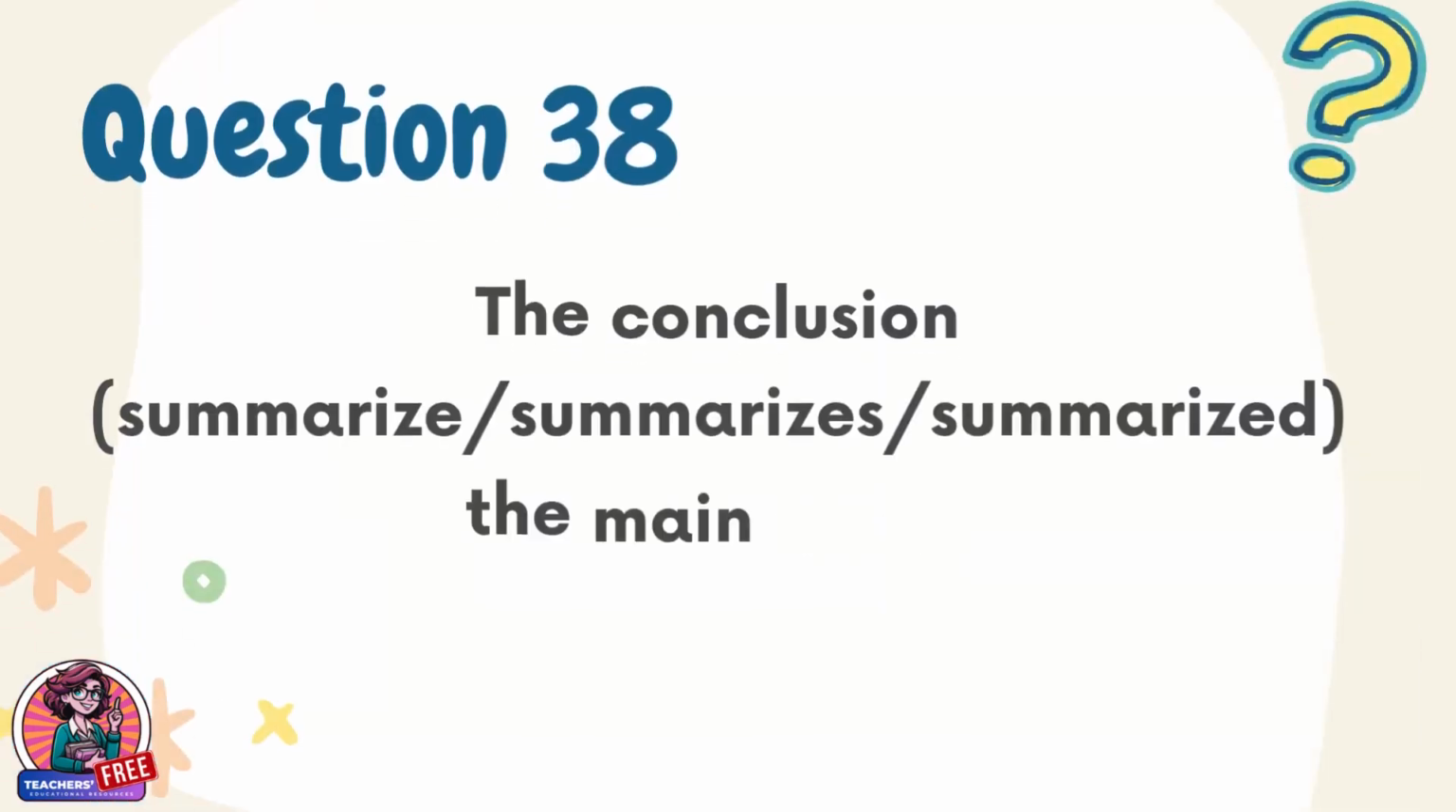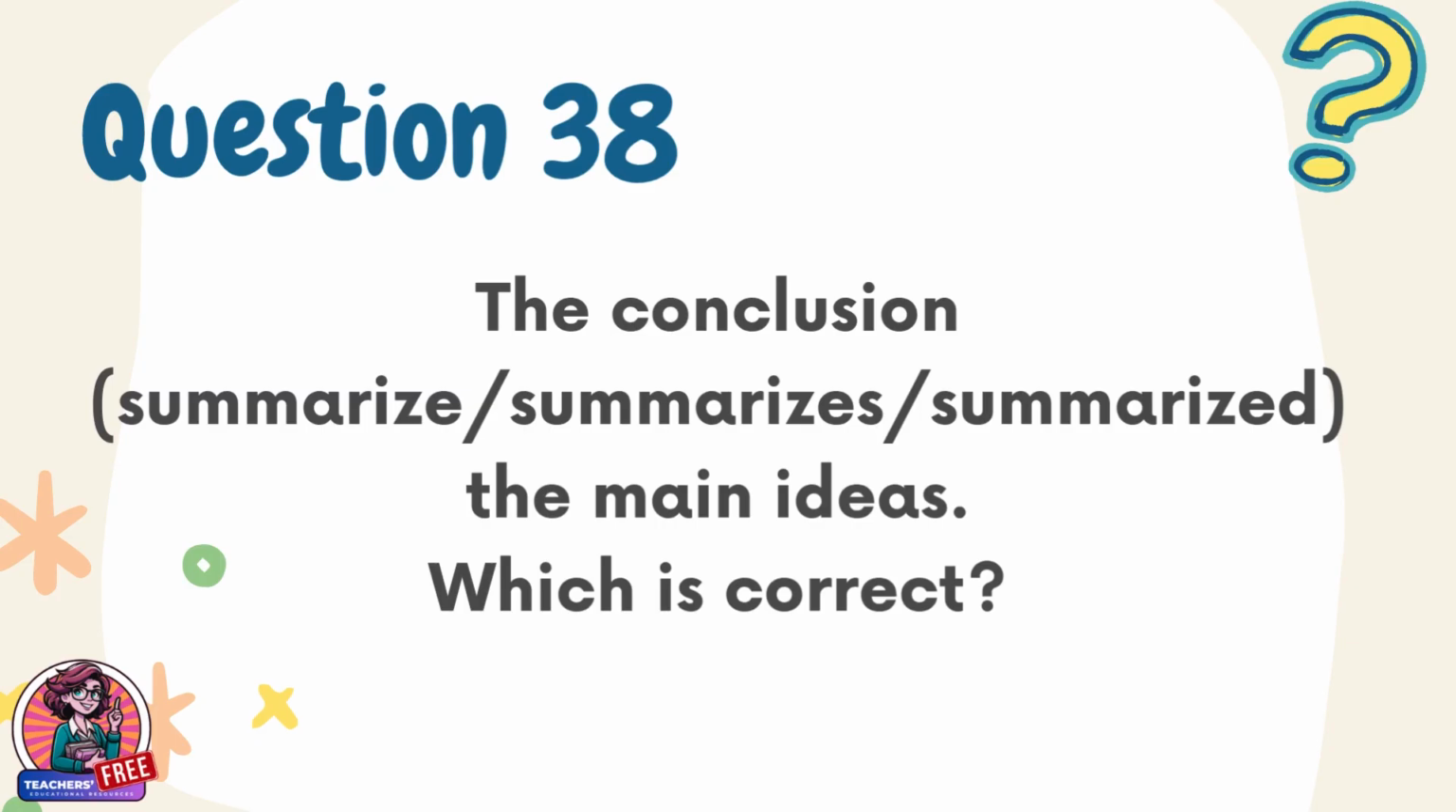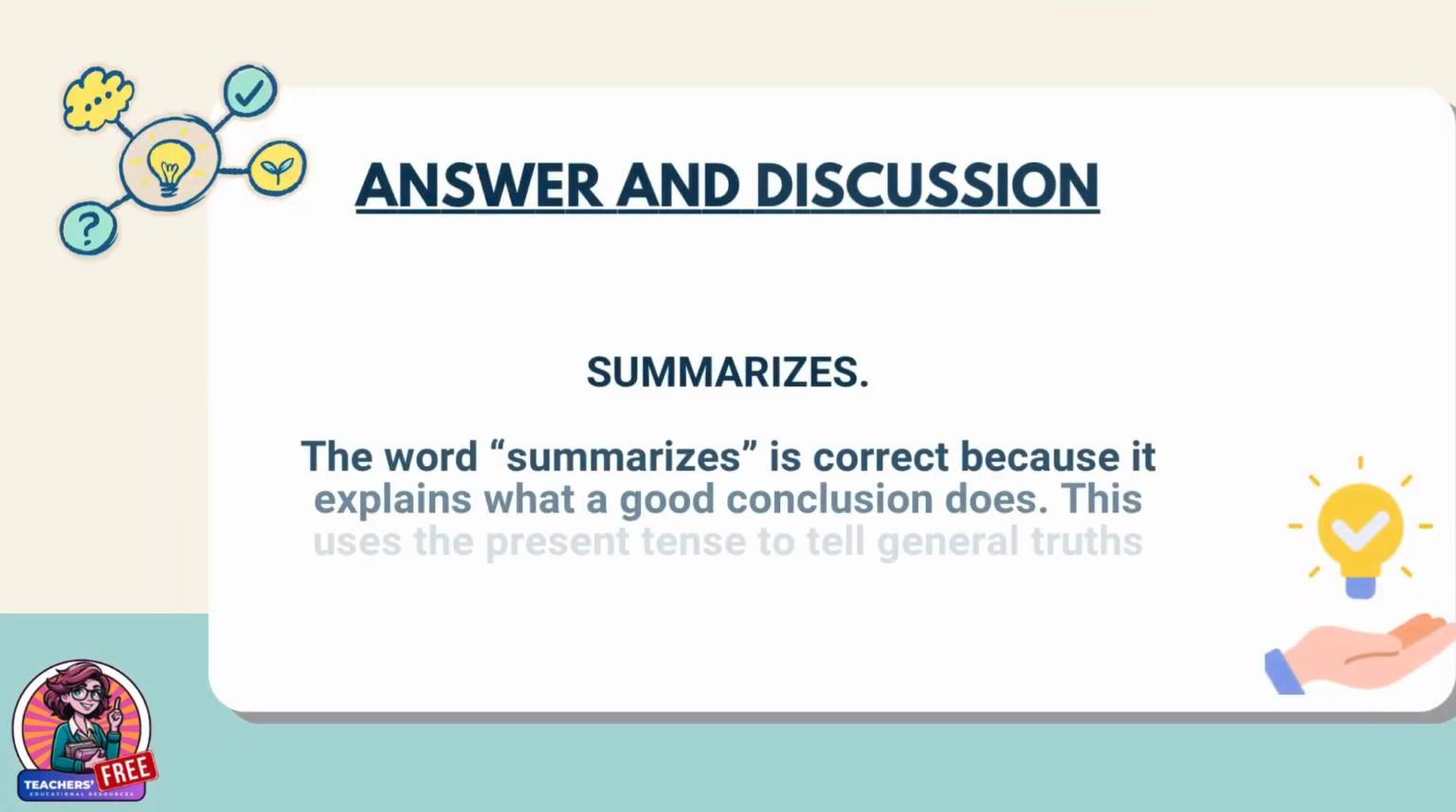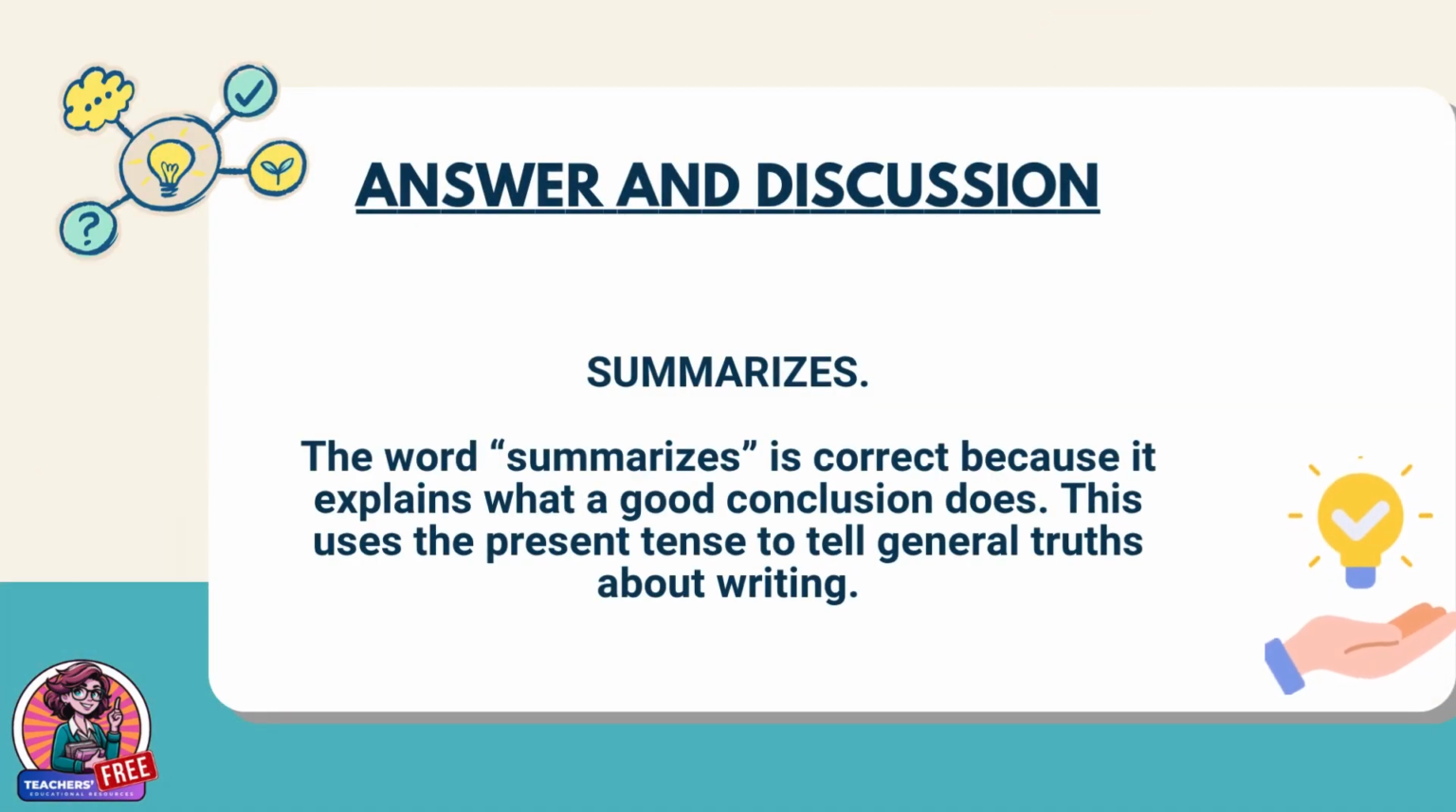Question 38. The conclusion summarize, summarizes, summarized the main ideas. Which is correct? Answer: summarizes. The word summarizes is correct because it explains what a good conclusion does. This uses the present tense to tell general truths about writing.